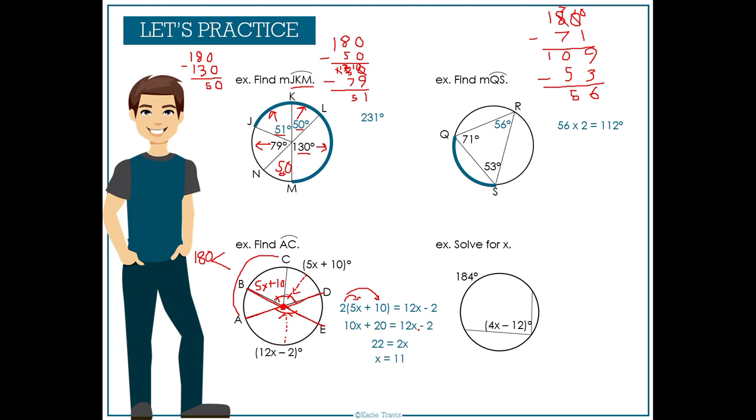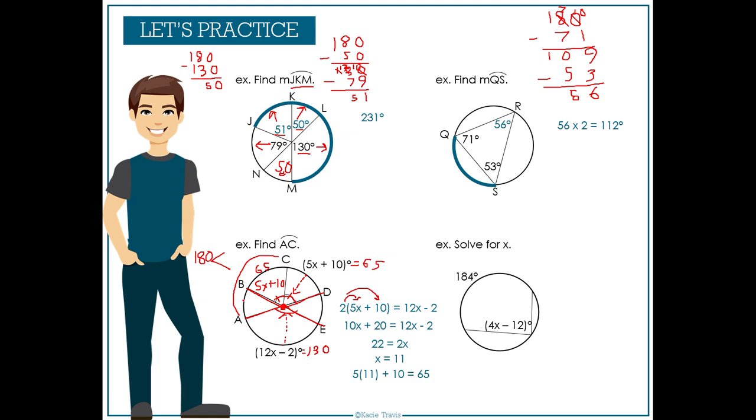Now that we know this, we got to go through and figure out our angle that we have here. If I take this x and plug it into these angles, I end up with 5 times 11 plus 10, which gets me 65. So this thing here, this is 65. If this is 65, so is this. And if these two are both 65, that means that together they make up 130.